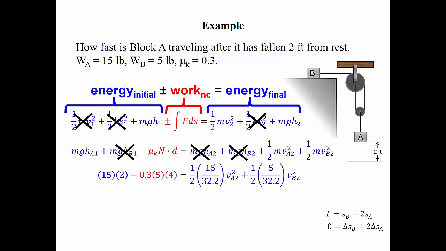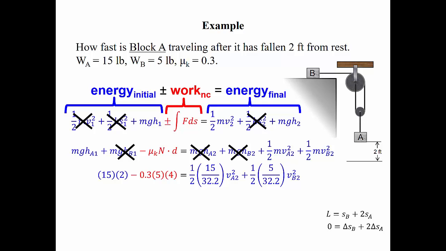Using this and filling in our values for our equation, we get the mass times gravity, or the weight, of A, which is 15 pounds, times its initial height, which is 2 feet, minus our friction for block B, which is 0.3 times our normal force, which is 5 pounds, times the distance that is applied, which would be 4 feet. That 4 feet comes from the fact that 2 times the change in position of A would be equal to the change in position of B. If A drops 2 feet, B changes position by 4 feet. That's the distance that friction force is applied.